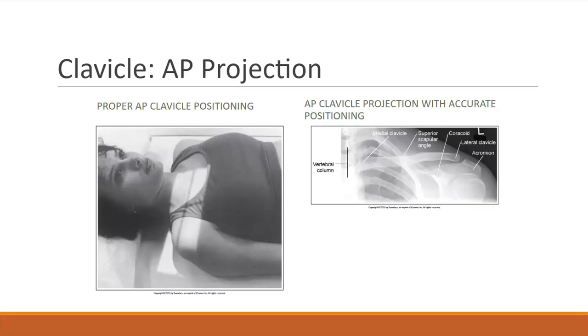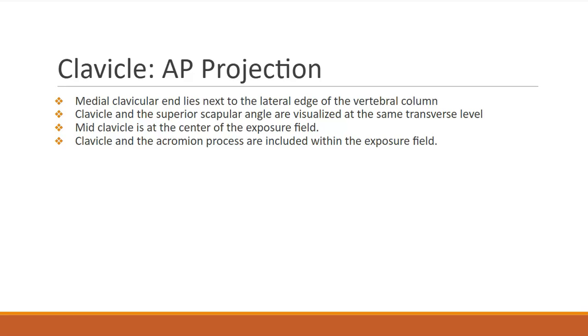Image analysis guidelines for the AP projection of the clavicle state that the medial clavicular end should lie next to the lateral edge of the vertebral column. The clavicle and the superior scapular angle are visualized at the same transverse level. The mid-clavicle is demonstrated within the center of the exposure field. The clavicle and acromion process are included within the exposure field. Here are those image analysis guidelines for your review.